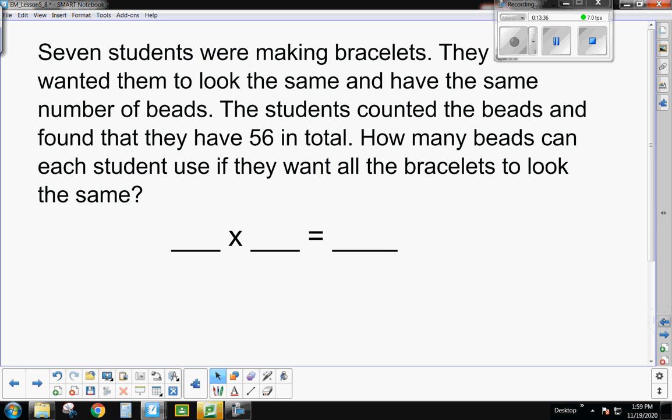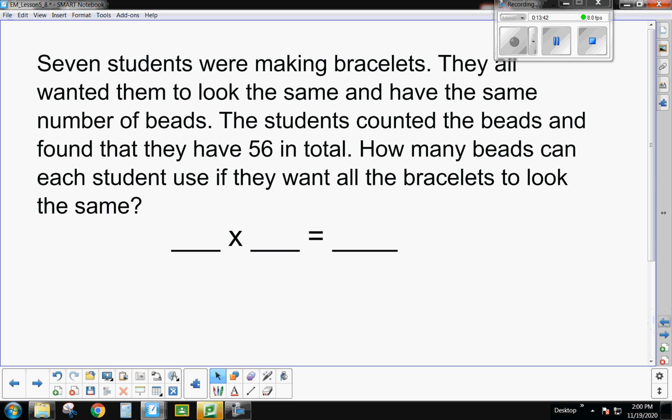All right, and the last one we have. It says 7 students were making bracelets. They wanted them to look the same and have the same number of beads. The students counted the beads and found that they have 56 in total. So how many beads can each student use if they want all the bracelets to look the same?